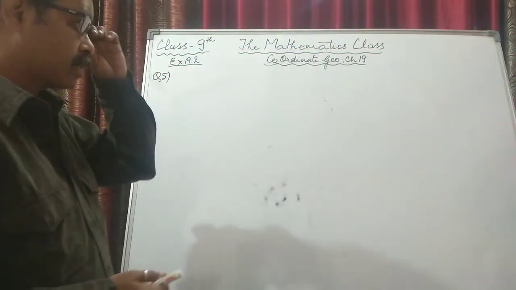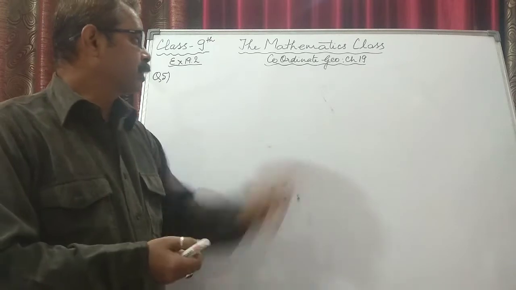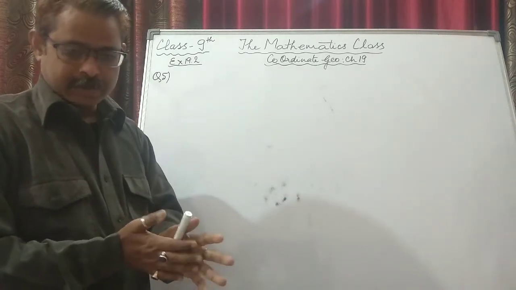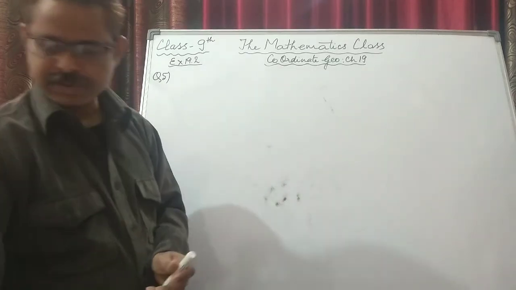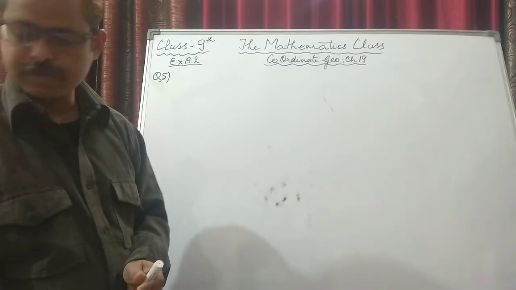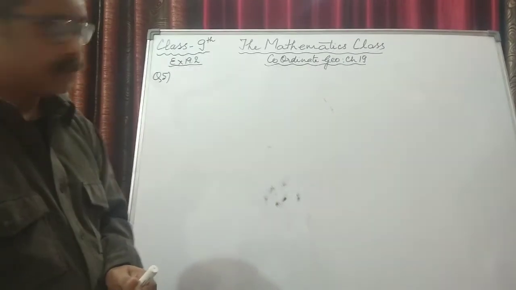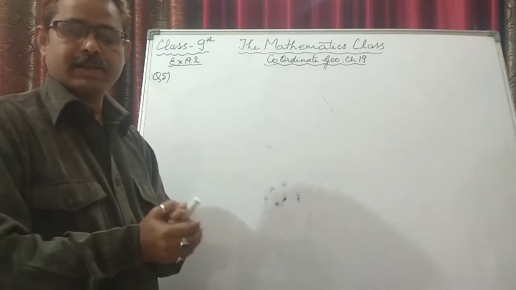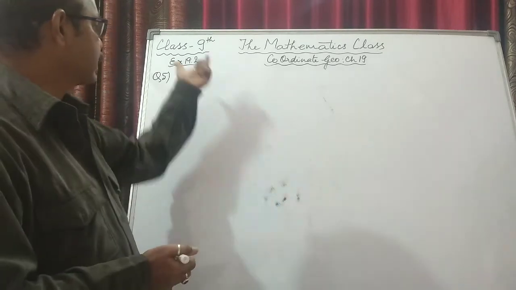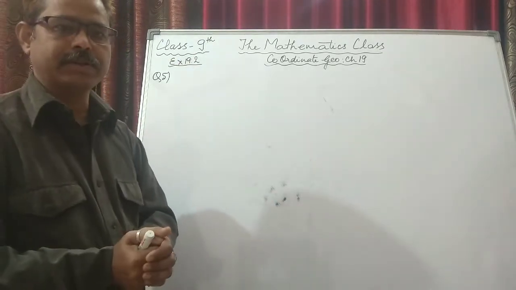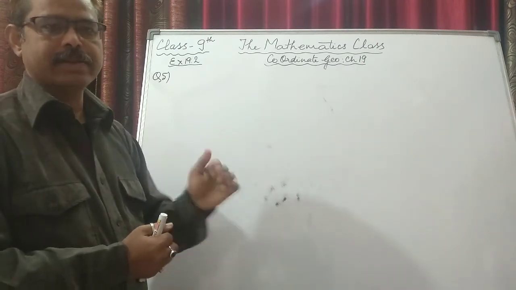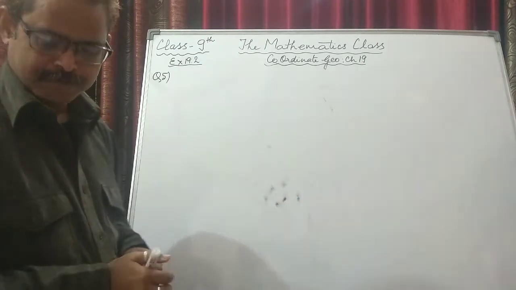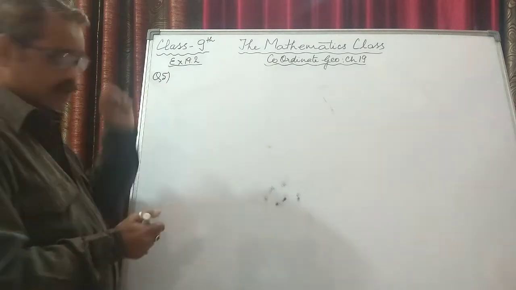This class is for class 9th, and the chapter we are doing is Coordinate Geometry, chapter 19, and the book we are following is Understanding ICSE Mathematics by M.L. Aggarwal. In the previous class, we have already done exercise 19.2 up to question number 3. One or two questions more I will be discussing, and then we will be moving on to the next topic. So the next question that I am taking is question number 5.